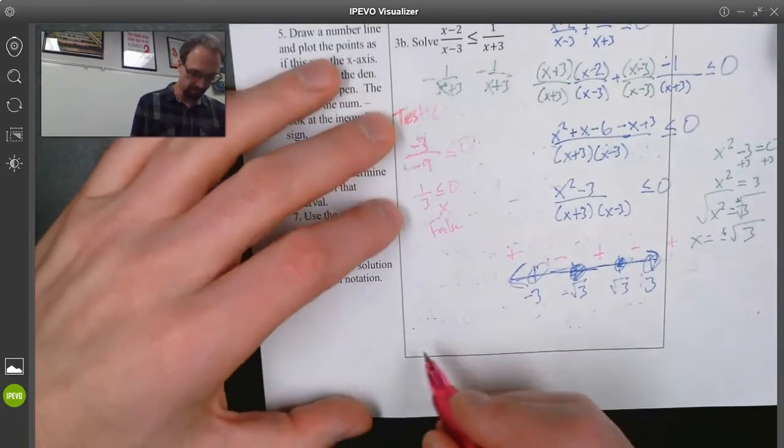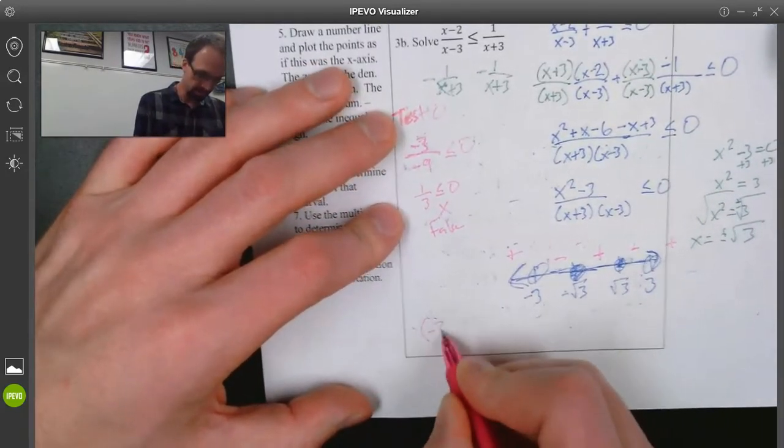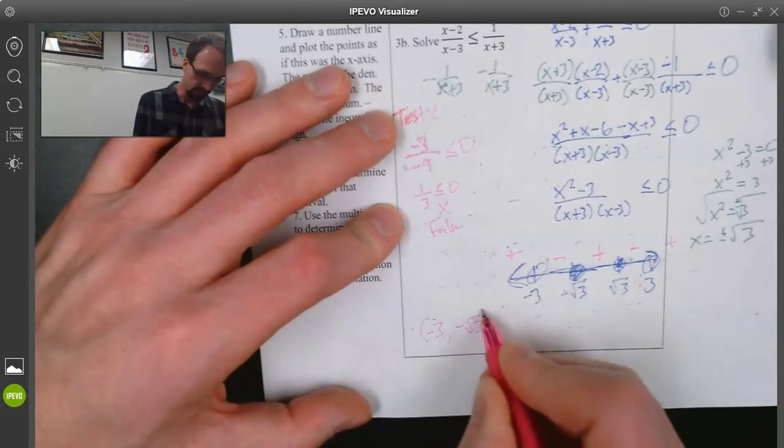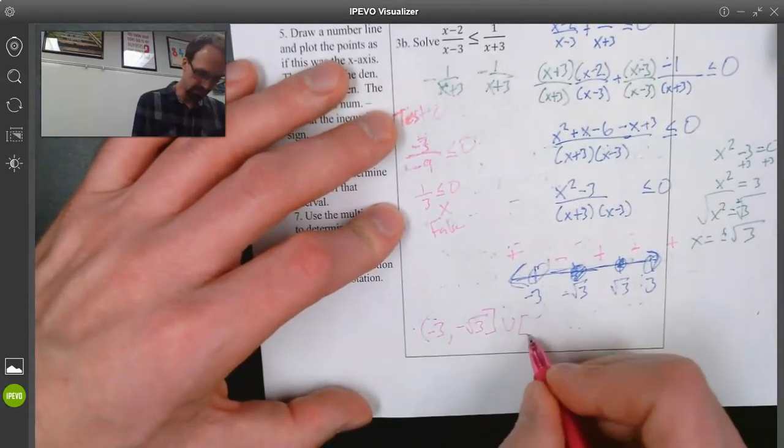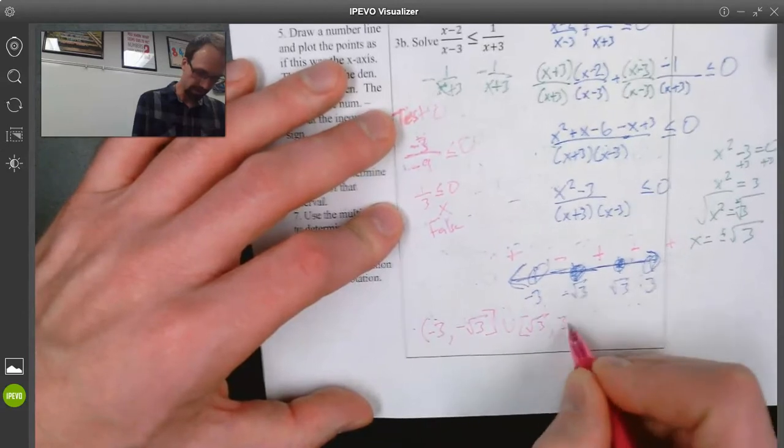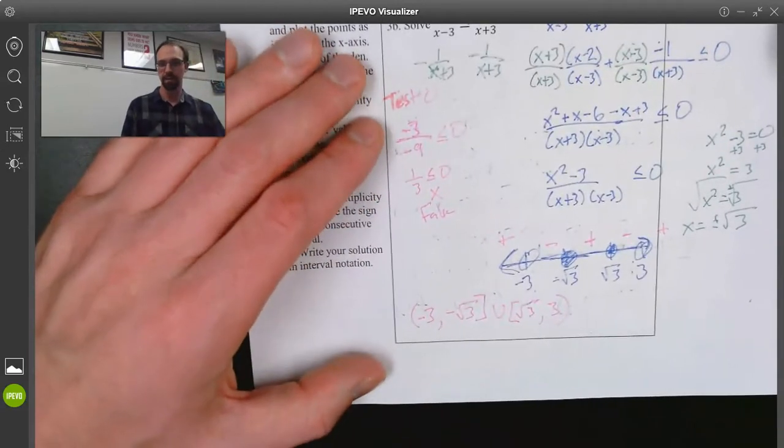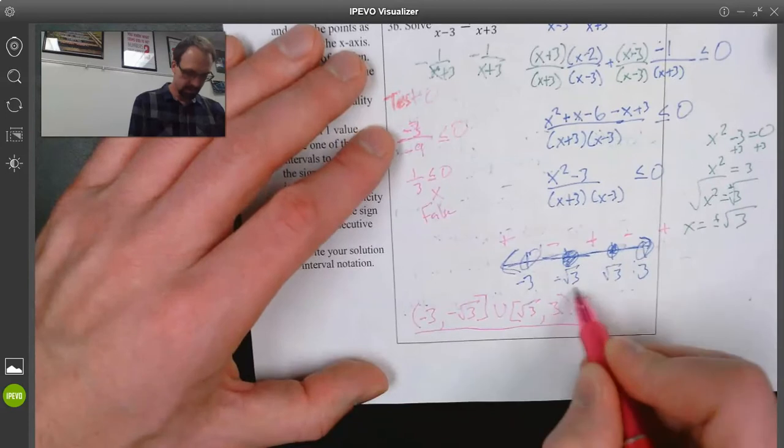So my interval is going to be from -3 to negative radical 3, inclusive, union, radical 3 inclusive to 3, non-inclusive. So that is my solution.